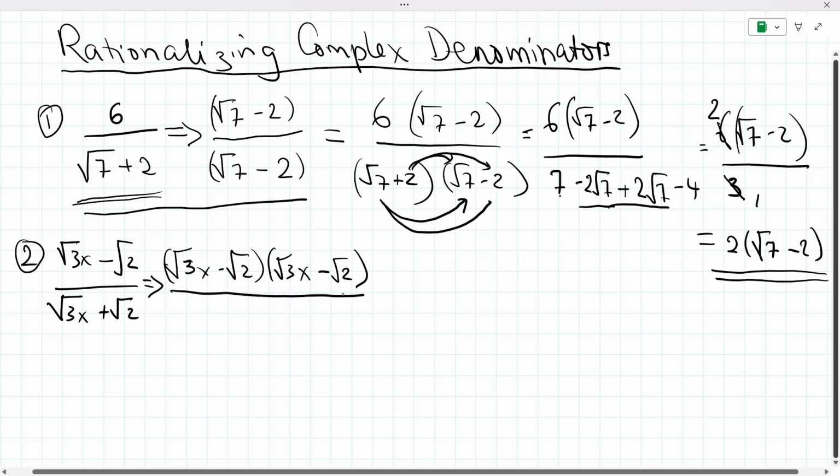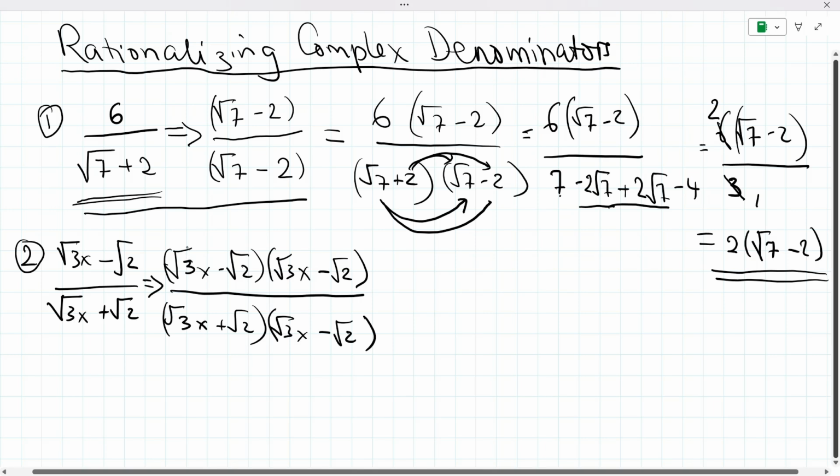And the same will be in the denominator, root 3x plus root 2 multiplied by its conjugate, which will be root 3x minus root 2. Okay, then we go into the game of distributing our expressions by multiplying out all contents in one bracket by all contents in the next bracket.